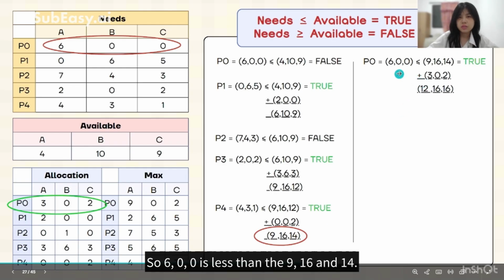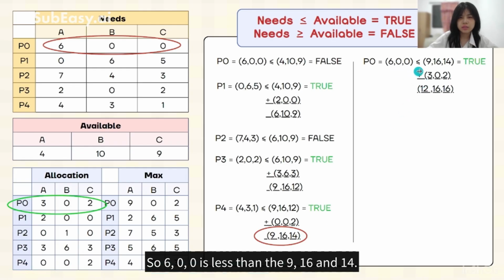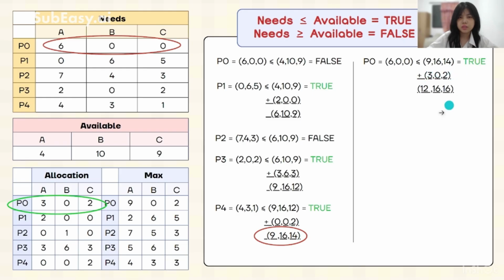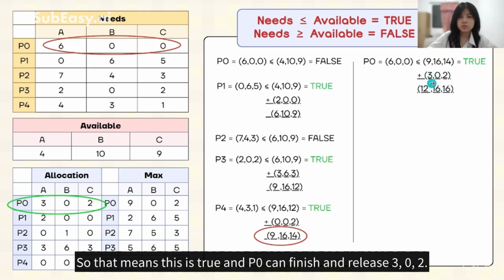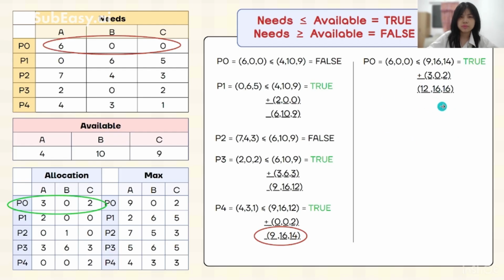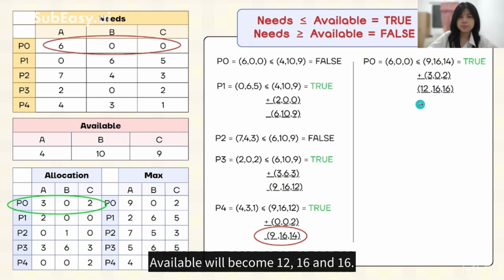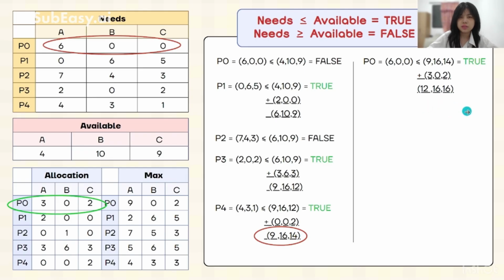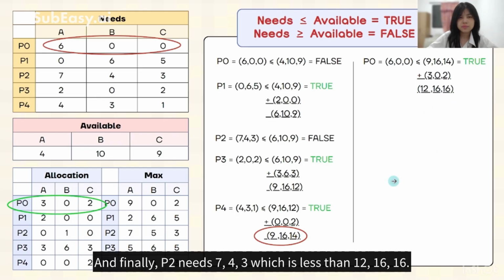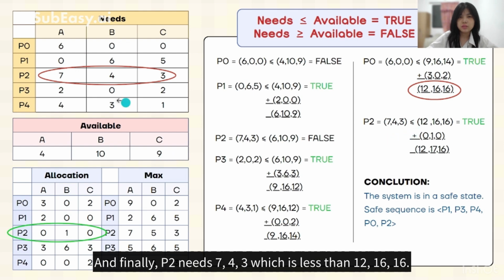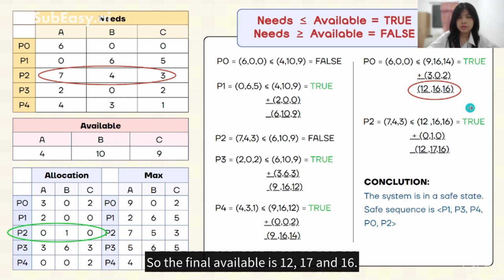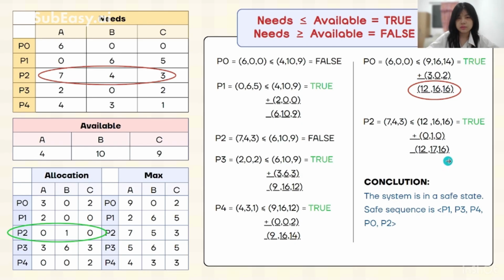So 6, 0, 0 is less than the 9, 16, and 14. That means this is true and P0 can finish and release 3, 0, 2. Available will become 12, 16, and 16. And finally, P2 needs 7, 4, 3, which is less than 12, 16, 16. So the final available is 12, 17, and 16.